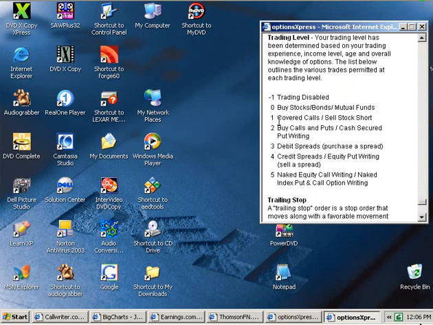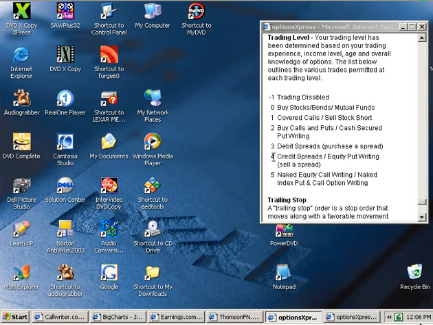At level 1, you can buy covered calls and you can do a short sale. At level 2, you can buy calls and puts, which are straight options, and you can do cash secured put writing, which is selling puts. At level 3, you can do debit spreads, which includes a calendar spread. A calendar spread is a debit spread, okay? So you definitely need to be at level 3 before you can do a calendar spread, because a calendar spread is a debit spread.